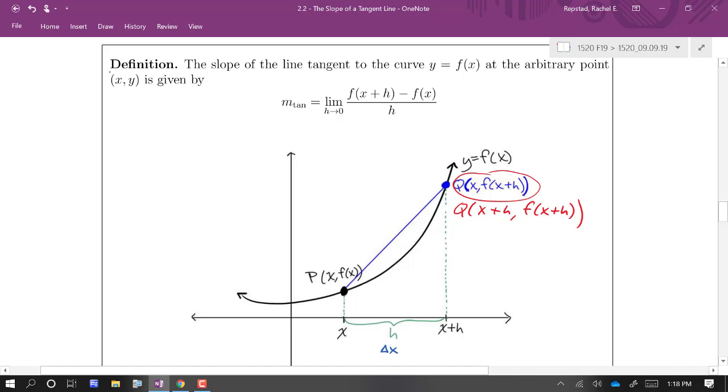So now if I find the slope of this line that's in blue, this secant line, I've got f of x plus h minus f of x, there's our change in y's, over x plus h minus x. And in the denominator, x plus h minus x is just h, right? There's our change in x's, h right here. And now if I want to slide that point Q closer to point P, the way I do that is I let h approach 0. So the tangent slope is going to be the limit as h approaches 0 of that fraction, f of x plus h minus f of x all over h.